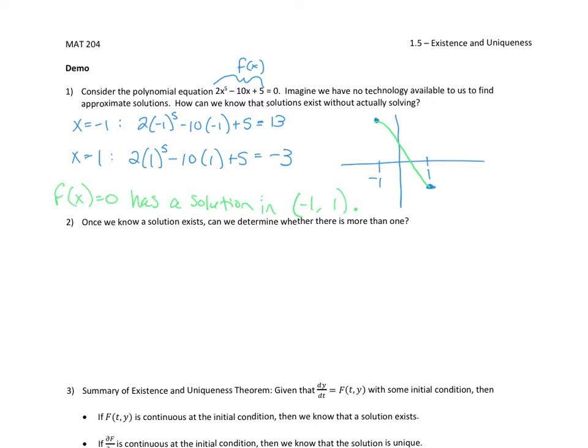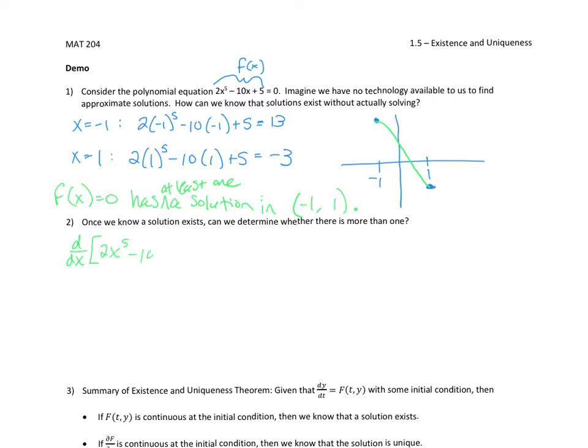Once we know a solution exists, how could we know if there's more than one, right? So I know there's at least one in there. How do I know if it's the only one? Well, now I can use a little calculus. I can look at the derivative of 2x^5 - 10x + 5, because that can tell me whether my function is increasing or decreasing, where it's increasing and decreasing.